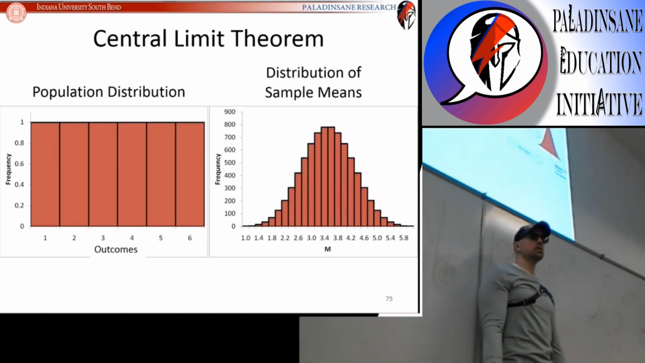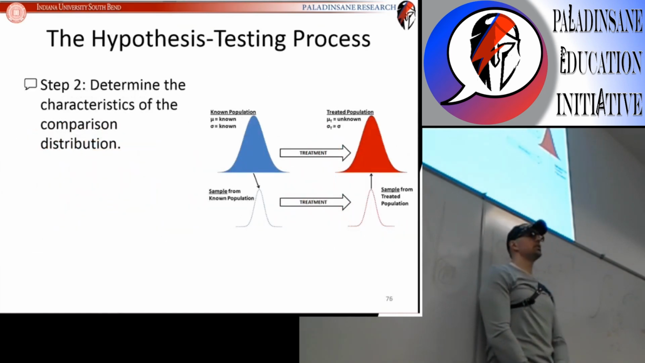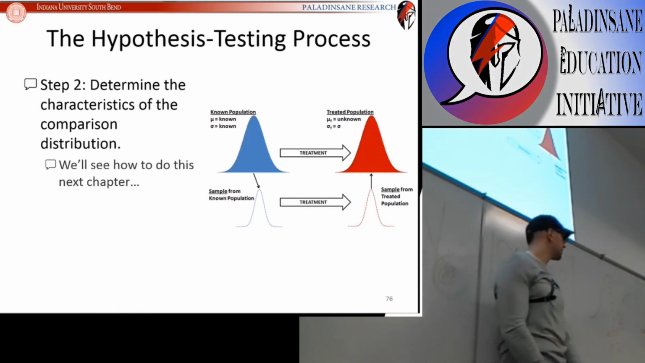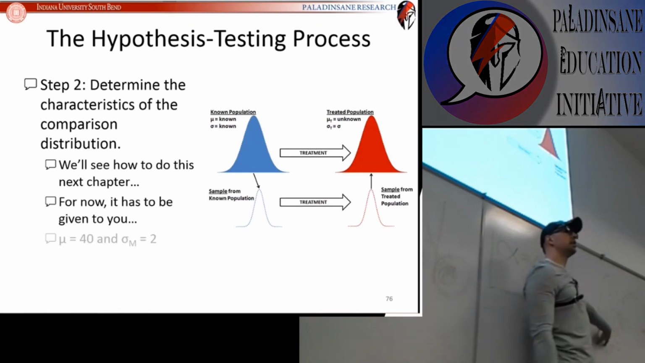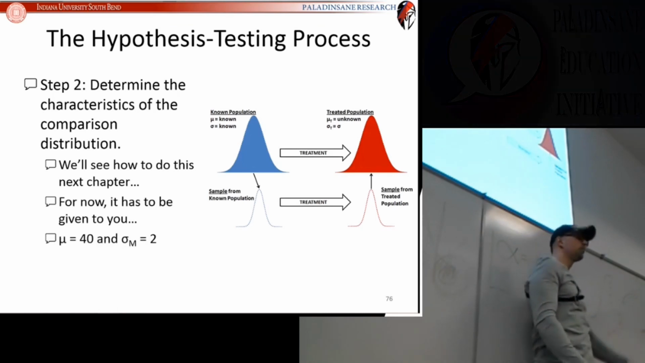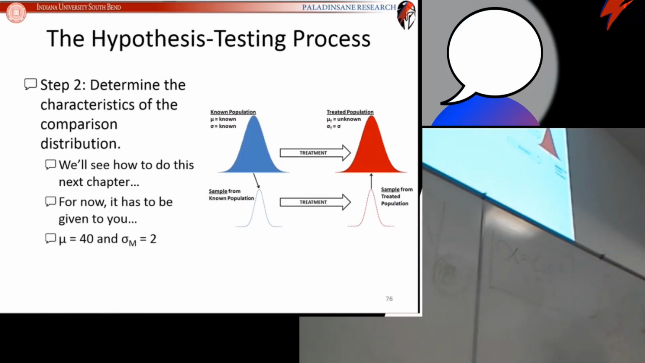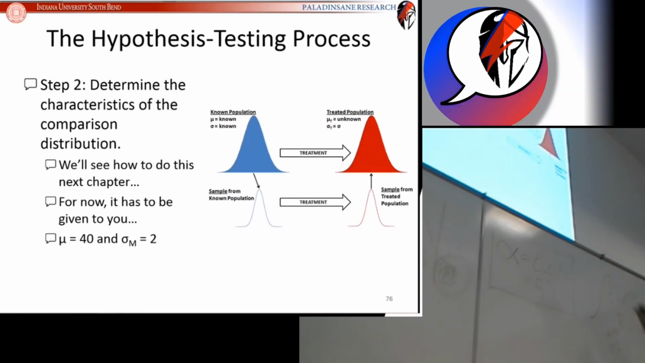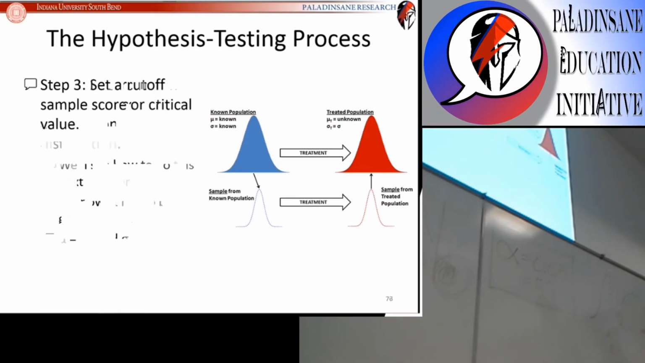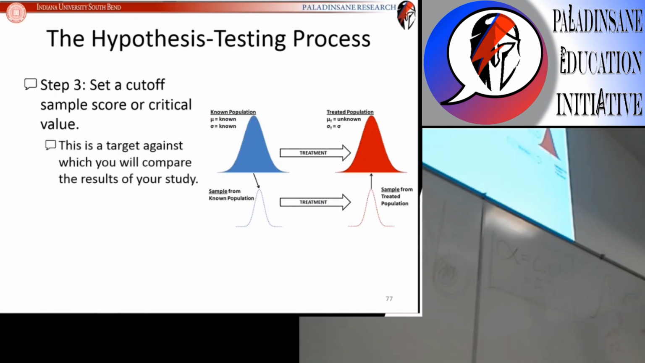Determine the characteristics of the comparison distribution. This hasn't changed, right? So we'll see again how to do this. Right now it's still given to you, but it also hasn't changed. It stayed the same so far. So not much has changed up until this point. Not much is going to change in step 3. So we still need to set a cutoff sample score or critical value. We're going to see how to do this very, very soon. We still need those lines in the sand. And those lines in the sand haven't changed.